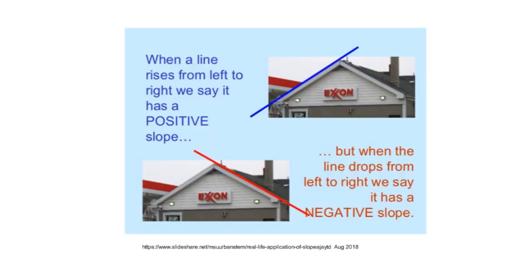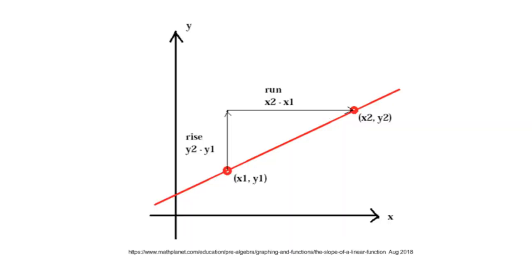This next image shows us two different types of slopes. The first one is a positive slope. A positive slope rises from left to right when we're looking at that line. When a line is decreasing from left to right, it is considered a negative slope. The definition of slope is the slant or steepness of a line.